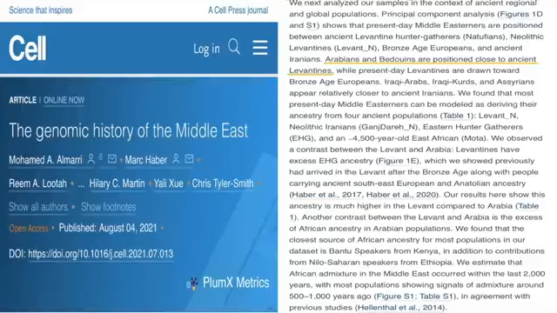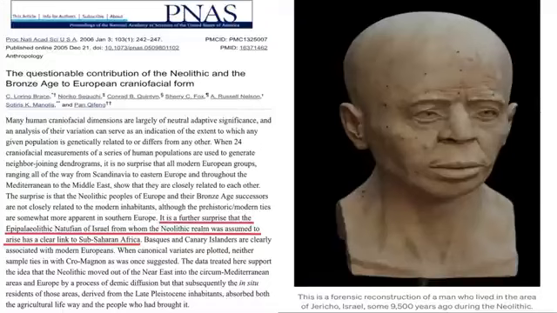But according to the genomic history of the Middle East, Arabians and Bedouins are positioned close to the ancient Levantines, which would be your Israelites. It is a further surprise that the Epipaleolithic Natufian of Israel, from whom the Neolithic realm was assumed to arise, has a clear link to sub-Saharan Africa. So Bedouins are connected to Natufians.